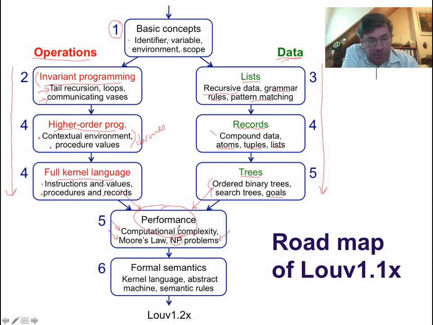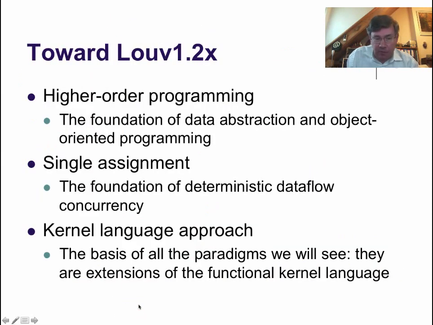And we looked at some intrinsic limits of how far an algorithm's performance can go, the notion of NP problems, NP completeness. And then in lesson 6, kind of the crowning moment of this course is the formal semantics. We gave a complete formal semantics of programming languages, started from the kernel language, which we saw in lesson 4, and we added then the abstract machine on which the kernel language executes. So this is a formal mathematical definition of a machine, and each instruction has its own semantic rule. So this is the roadmap of Louvain 1.1x, and this leads to Louvain 1.2x.